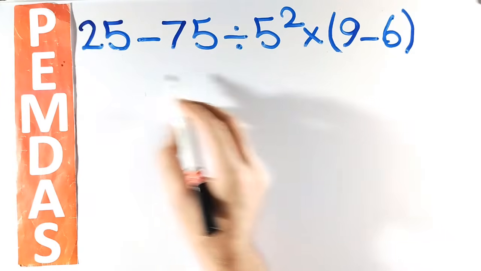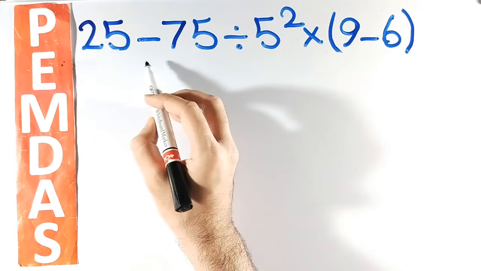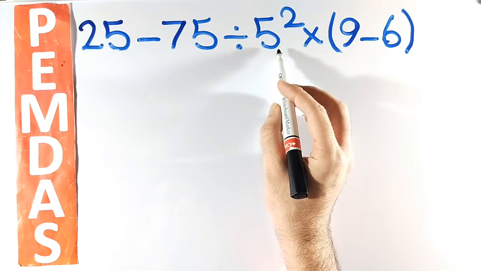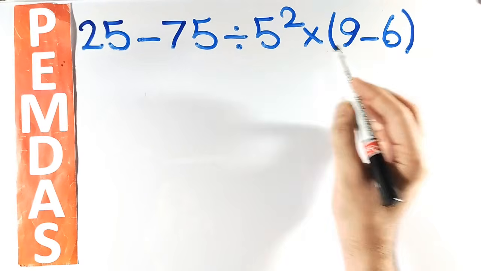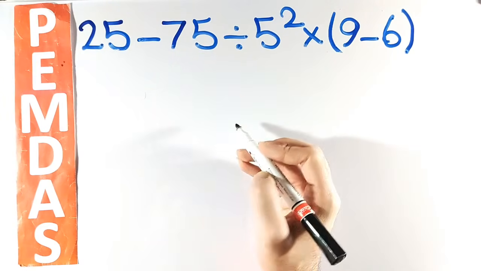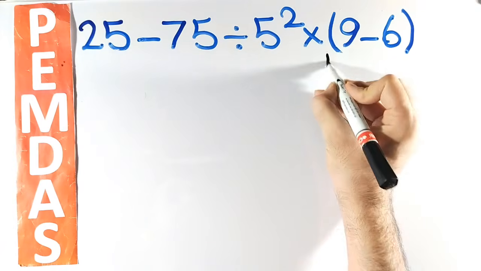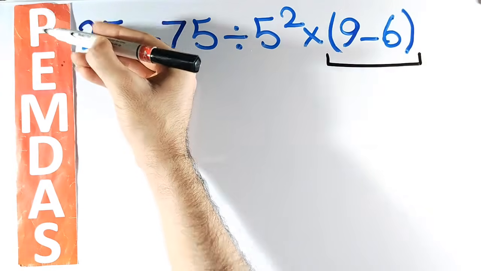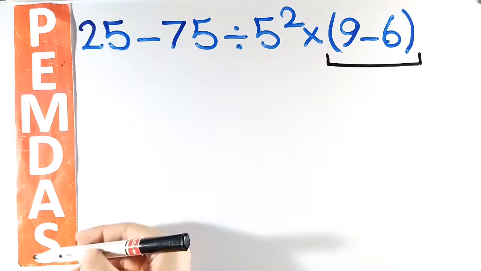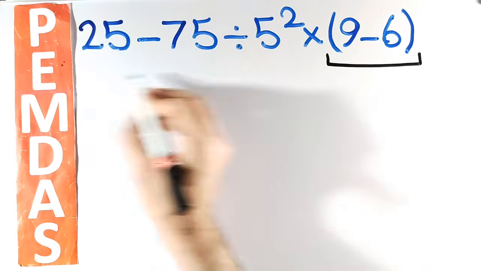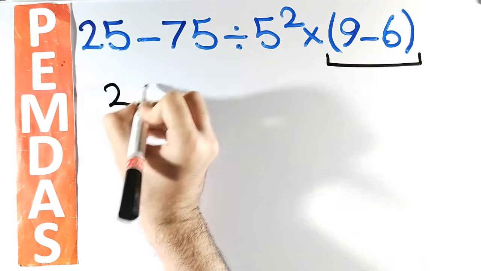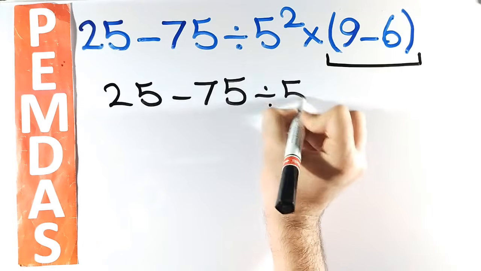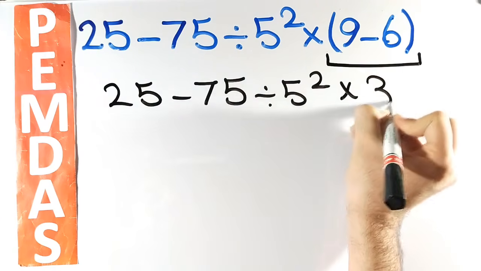As you can see on the screen, in this expression, first we have a subtraction sign, then a division sign, followed by an exponent, then a multiplication, and finally parentheses. According to the PEMDAS rule, first you go for the expression inside the parentheses, because P or parentheses have the highest priority than the other operation. So, instead of this expression, we can write 25 minus 75 divided by 5 squared multiplied by 3.